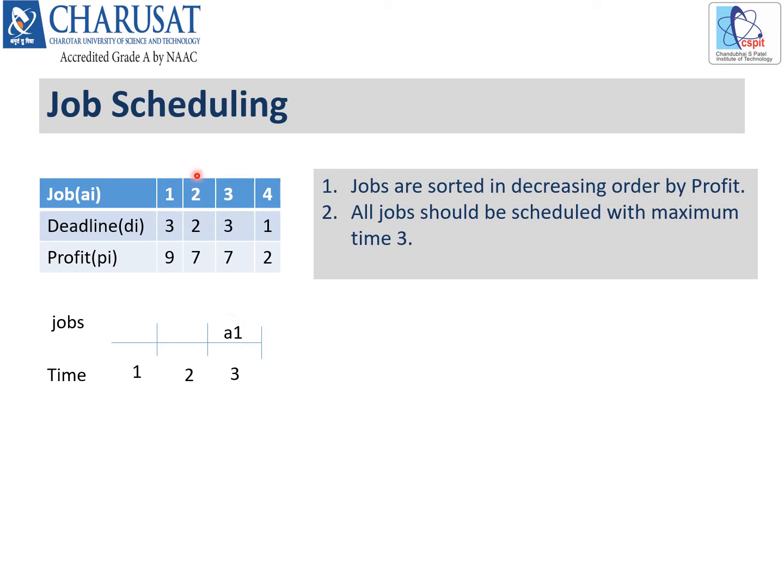Now the next profit job is job number 2, where the profit is 7 and deadline is 2. So we have to check whether the 1 2 slot is available for scheduling that job or not. So that particular slot is free, so we can schedule that job in that particular slot. Okay. Now for the third job, the deadline is 3 and the profit is 7.